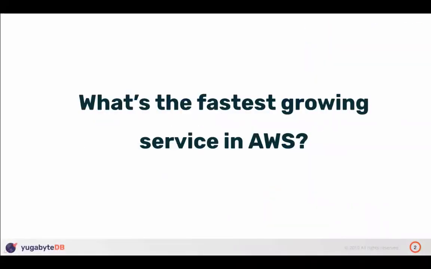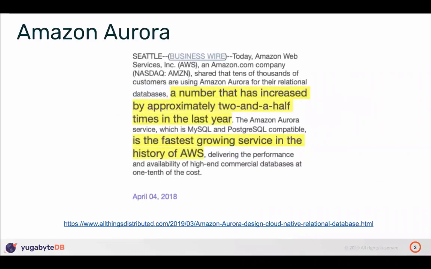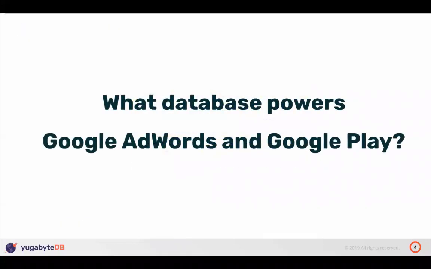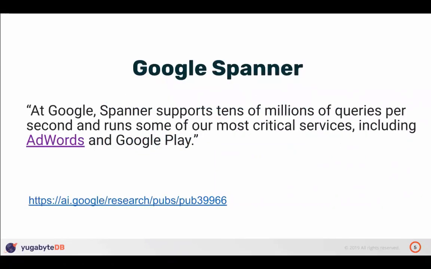So just a quick intro to the distributed SQL space before we jump in. The first question is, what is the fastest growing service in AWS? Well, it happens to be a database, and it's Amazon Aurora, and it's just absolutely been on fire. This is the fastest growing database service in the history of AWS across all the services they launch. What is the database that powers Google AdWords and Google Play? These are very critical services for Google that require very high throughput as well as high consistency. Well, it happens to be Google's flagship database, Google Spanner, and that supports tens of millions of queries per second, running some of their most critical services.